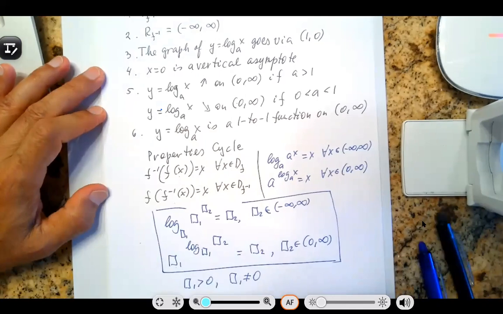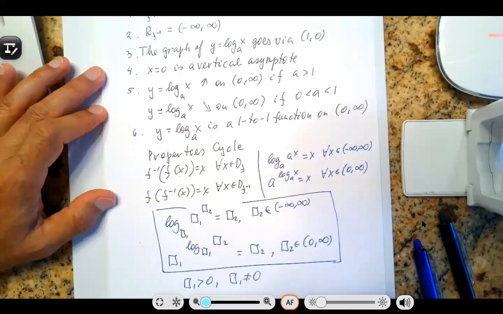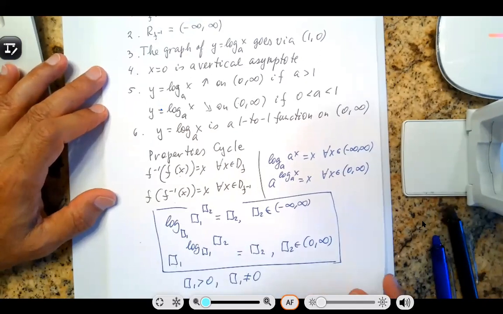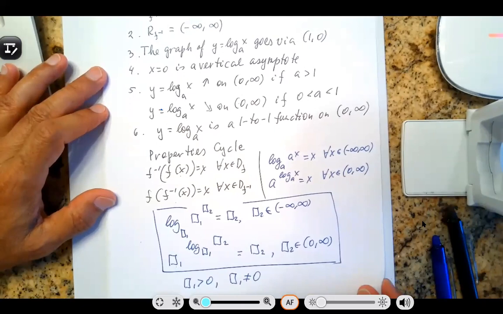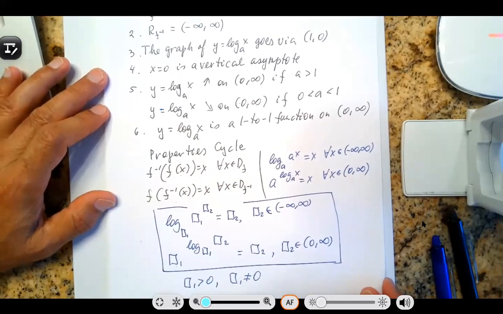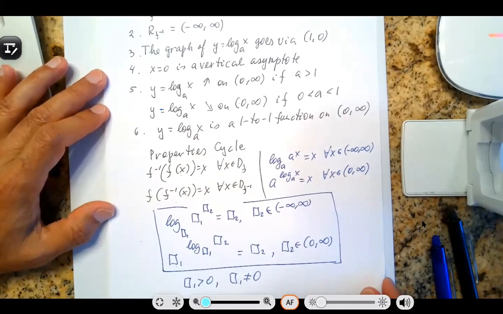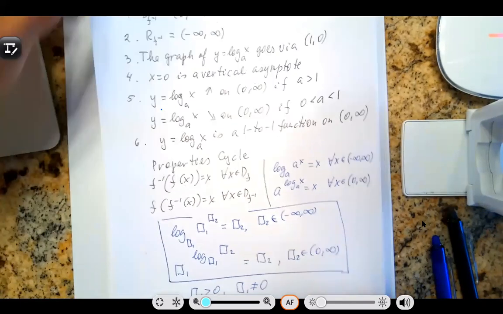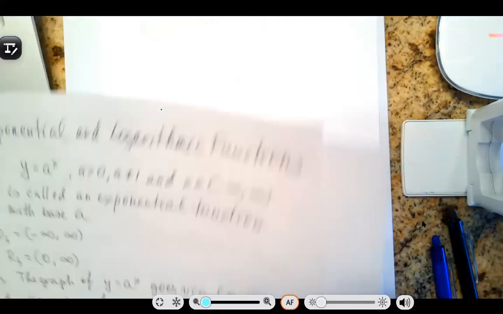Now we can rewrite properties of logarithms. They all come from the properties of exponential functions. You know, product rule: if you multiply two exponents, add the exponents. If you divide, subtract, and so on. So next topic, properties of logarithms.